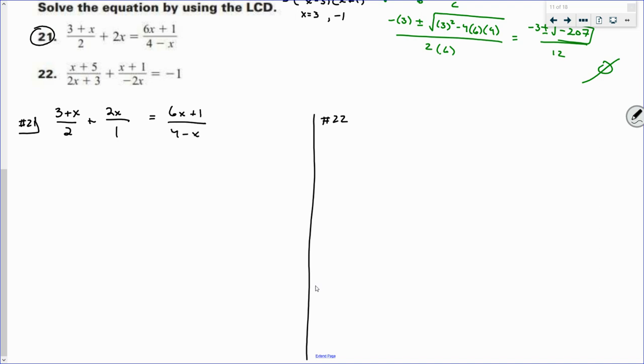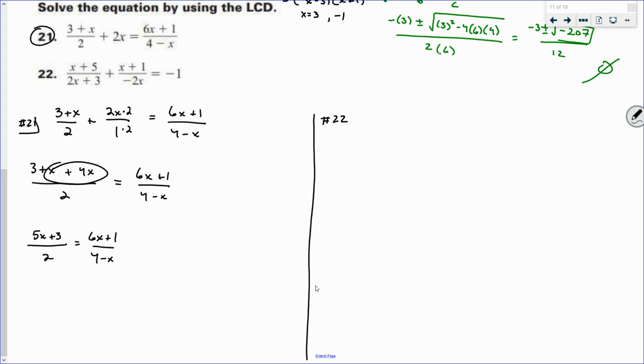What I'm looking at is basically that this thing needs a 2. And then we'll have 3 plus x plus 4x after that multiplication, all over 2, equals (6x plus 1) over (4 minus x), which means it's 5x plus 3, because we're going to put those two together, over 2 equals (6x plus 1) over (4 minus x).